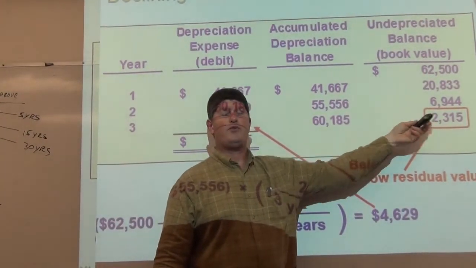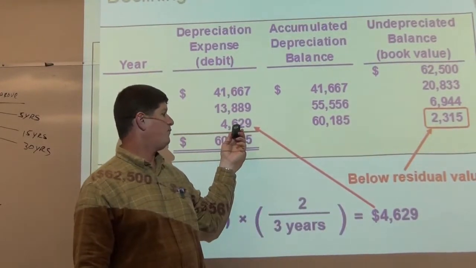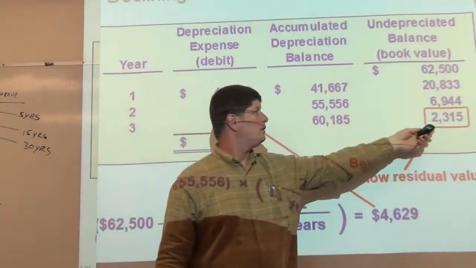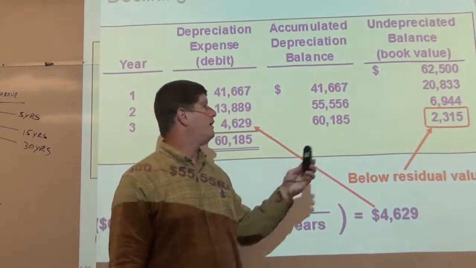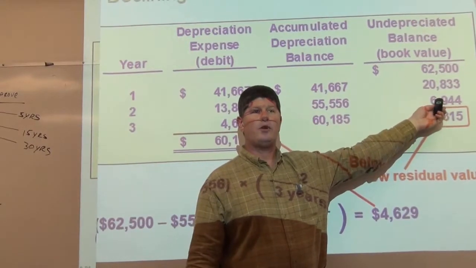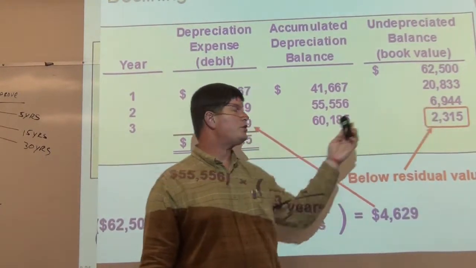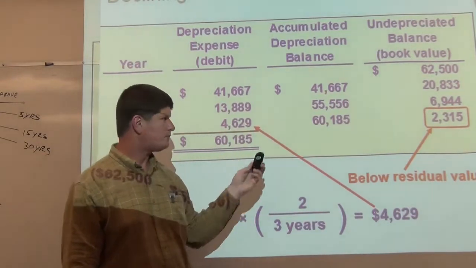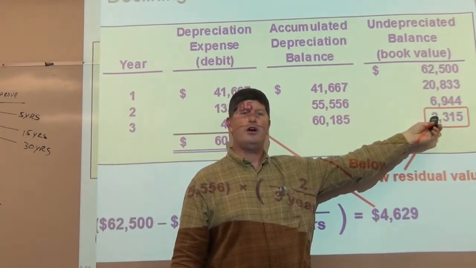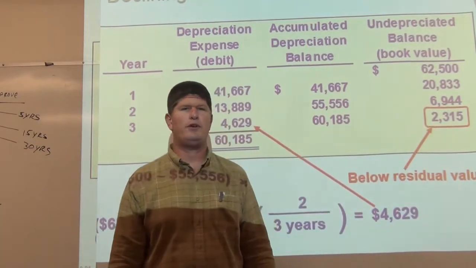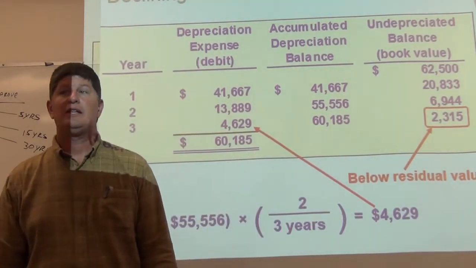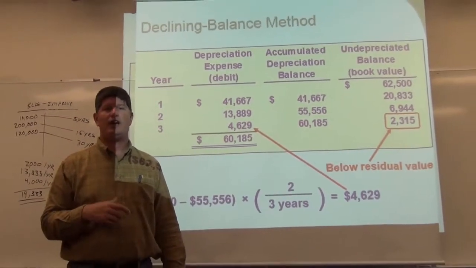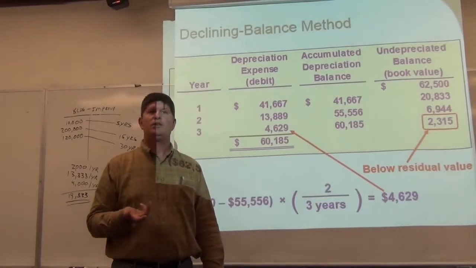Our net book value, if we depreciate the full $4,629, is, let me say that again. We have $6,944 as net book value. We depreciate that, the expense would be $4,629. If we do that, our net book value ends up being what? $2,315. Is there a problem with that? It's below what we said our salvage value, our residual value is.